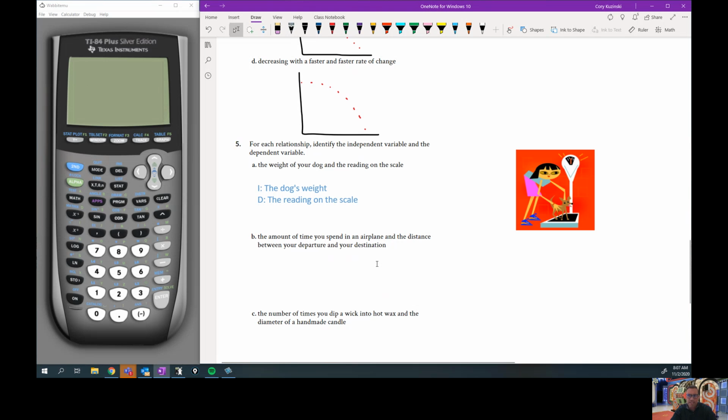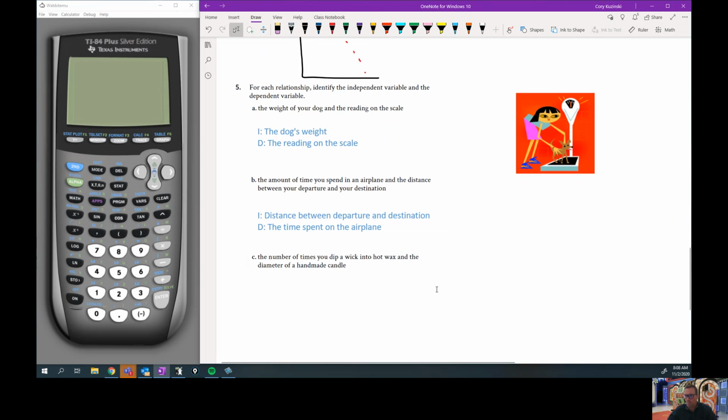The amount of time you spend in an airplane and the distance between your departure and destination. Well, I guess you get to pick where you're going to fly, but you don't get to pick how long it's going to take. So I would say independent is distance between departure and destination, and dependent is the time spent on the airplane. So the time spent on the airplane depends on the distance of your flight. I always like to put it in a sentence and make sure it makes sense after.